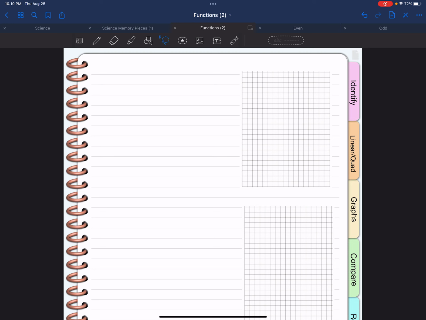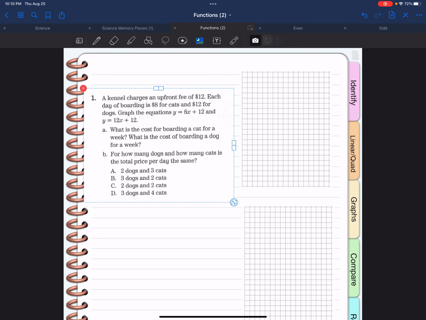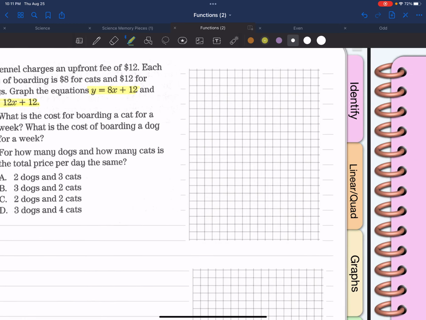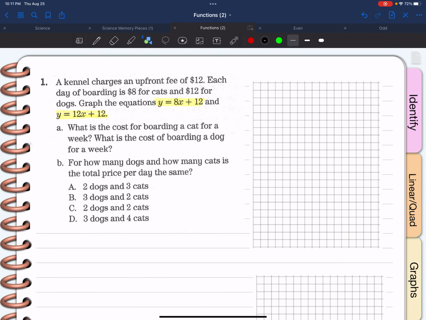Okay. So here is the problem that I just copied. And it gives me 2 equations that I need to graph. So we have this equation, which would be the one for cats, and then this one is for dogs. We'll see if we can get them both on one plane. If not, we'll just use 2. It doesn't matter. But let me draw my coordinate plane.